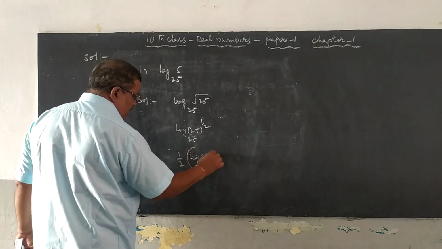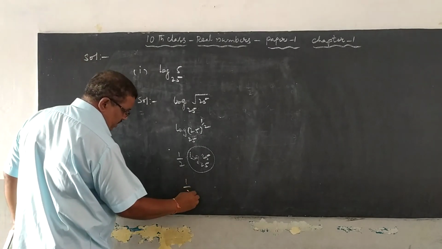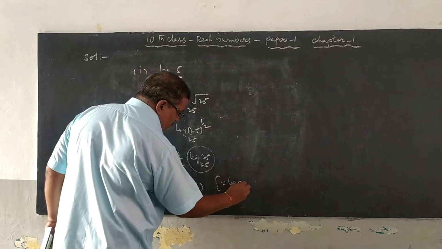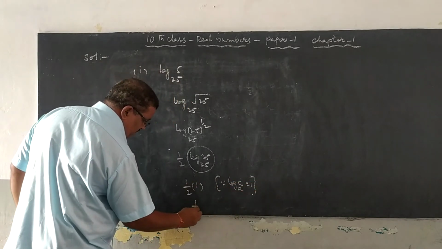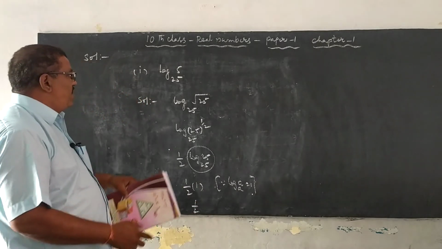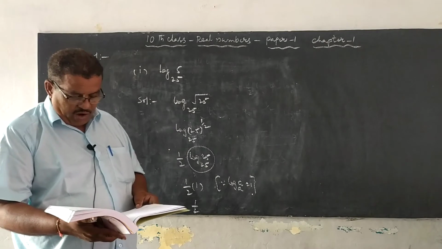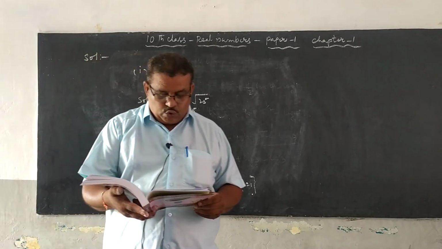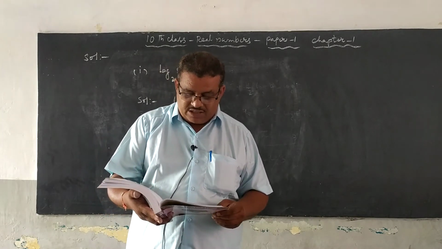You know that log a base a value is 1, so half into 1. Since from the formula log a base a is equal to 1, half into 1 is nothing but 1 by 2. This is the value of the first problem. In the similar pattern, you have to do the entire problems from 2 to 8. Children, you have to practice that one.